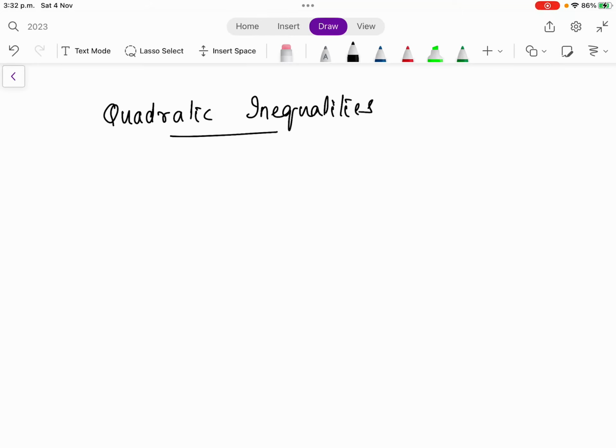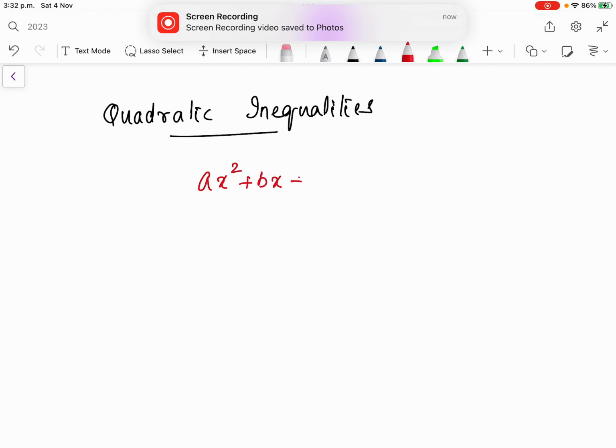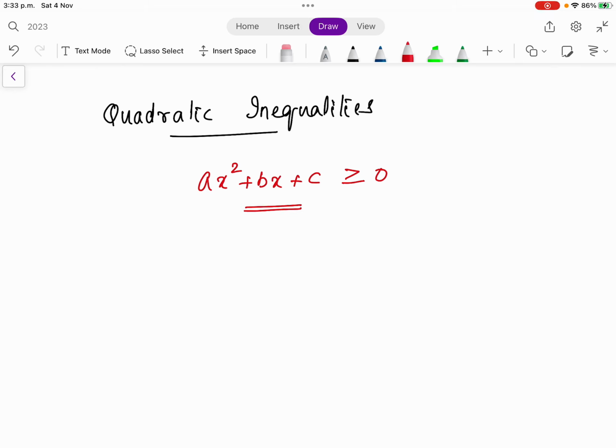Let's learn about quadratic inequalities. Quadratic inequalities always take the form ax² + bx + c ≥ 0. Now to solve a quadratic inequality, you have to solve the corresponding quadratic equation and find its real roots. Remember, real roots exist when the discriminant b² − 4ac is greater than 0.